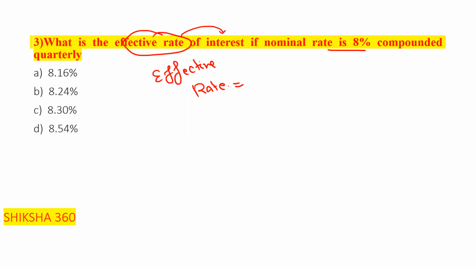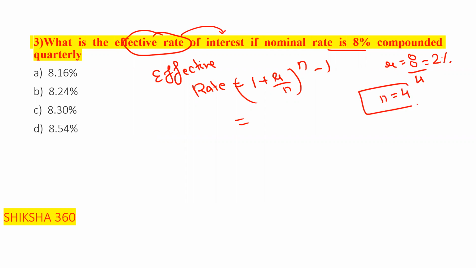So how can we calculate the effective rate of interest? That is (1 + R/N)^N - 1. Here the value of R, compounded quarterly, is divided by 4, that is 2%. N is 4, because for yearly purposes we have to calculate 4 times.